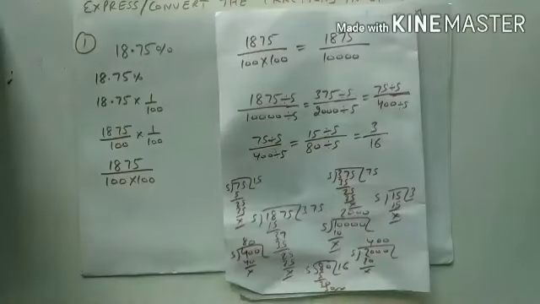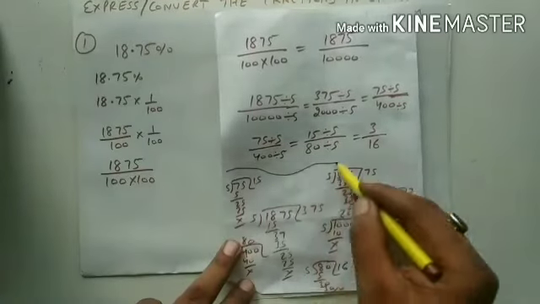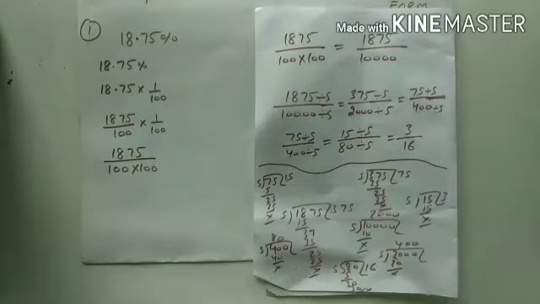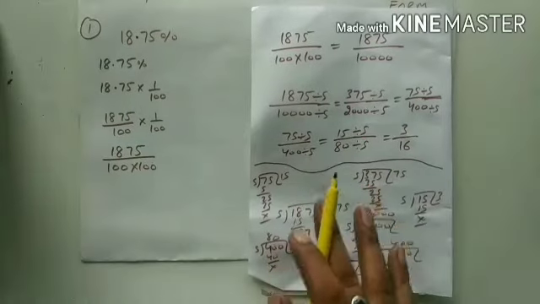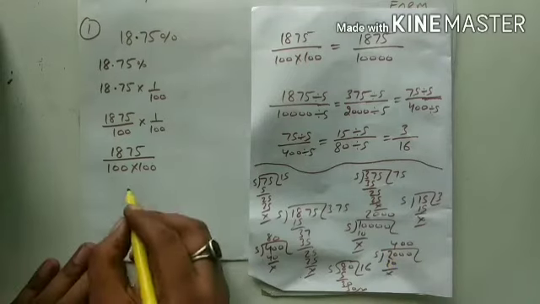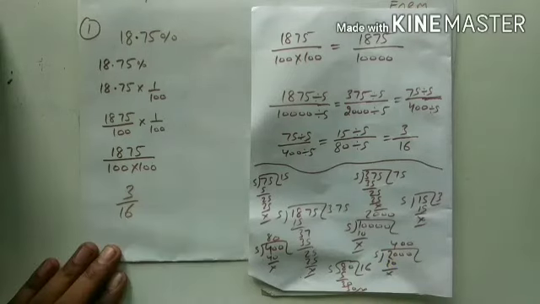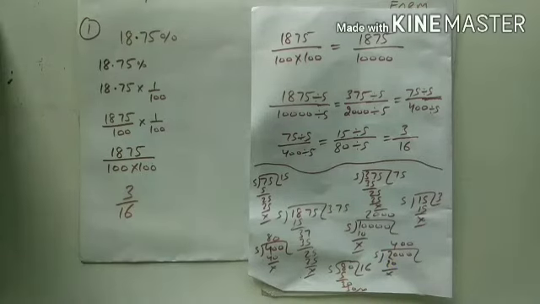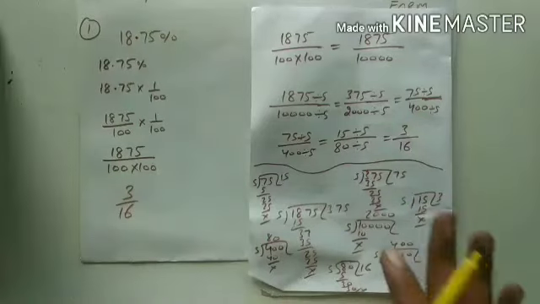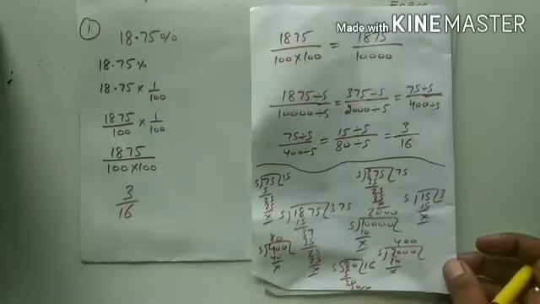So in this way we perform division and reduce this to the simplest form. So student, you can watch it carefully, each and every step. So my final answer is 3 by 16. This is the solution part and this is the rough work on this page.